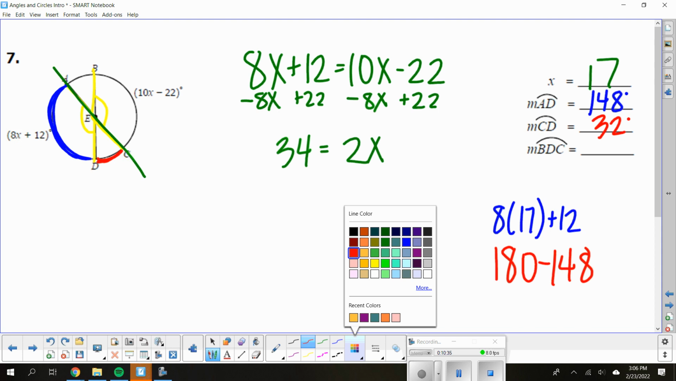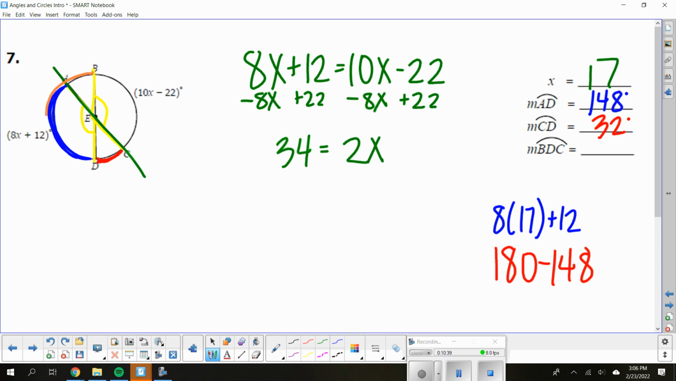And then your last one, B to D to C. B to D to C. I know that blue is 148. I know that red is 32. And then that red piece would be on the other side as well, so I have another 32 for a total of 212.